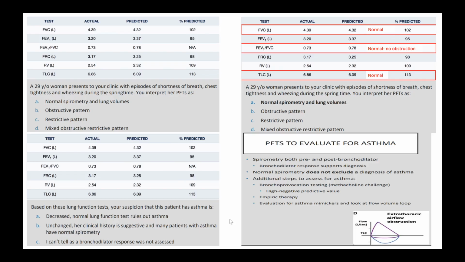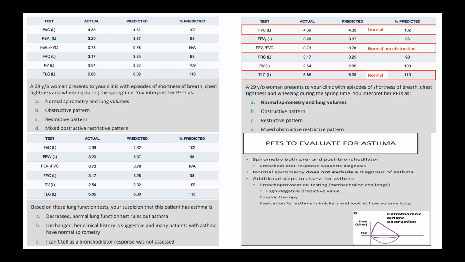It is unchanged. Now, to evaluate for asthma, spirometry both pre and post bronchodilator should be done. A normal spirometry does not exclude the diagnosis of asthma. Additional steps are required, like bronchoprovocation testing, empiric therapy, and evaluation of the asthma. So, if you do a flow volume loop, what will be the picture if it is a true asthma?